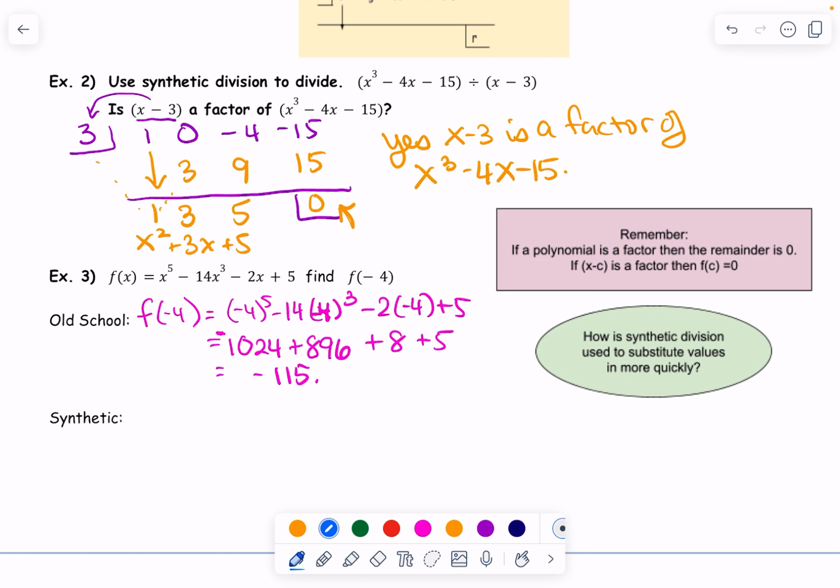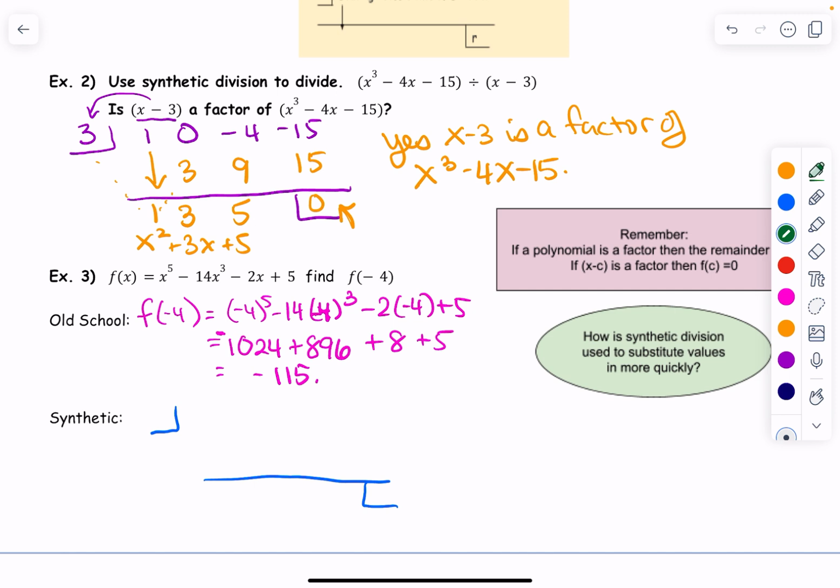Okay, so let's see what it would look like synthetically. We would put -4 in. We're not putting the opposite because we're not looking at a factor. If we're looking at a factor, then we're going to put the opposite in to see if it would make 0, right? But this is just a value. And so we would put that in, and we would have 1, 0 for the x to the 4th, -14 for the x cubed, 0 for the x squared, -2 for the x, and then 5.